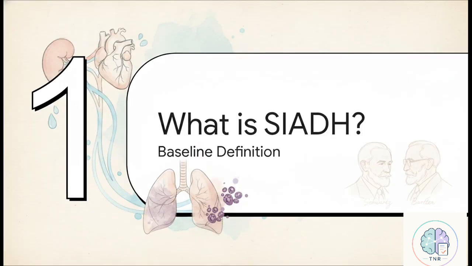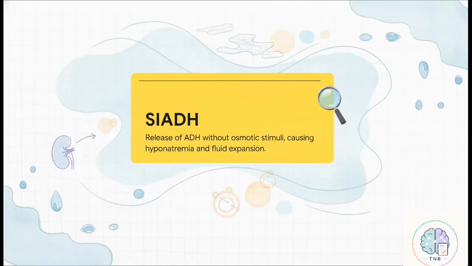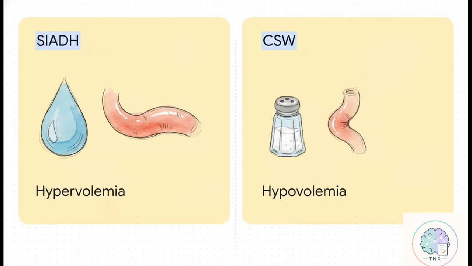What is SIADH? First things first, we really need to establish what this condition is actually doing inside the body. At its absolute core, SIADH is the release of antidiuretic hormone, or ADH, also known as arginine vasopressin, in the complete absence of any normal physiologic or osmotic stimuli. Basically, your body is releasing ADH when it really shouldn't be. Because of this inappropriate release, you end up with hyponatremia alongside hypervolemia or euvolemia. And here's the wild part. This massive fluid expansion happens entirely without causing edema. Crazy, right?